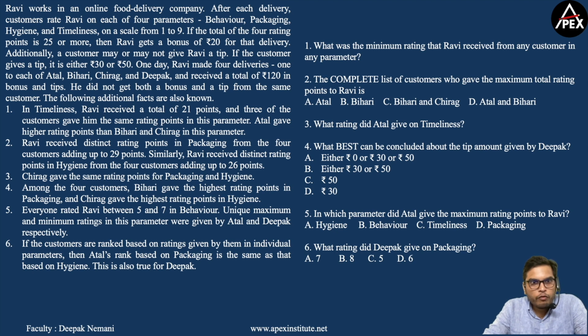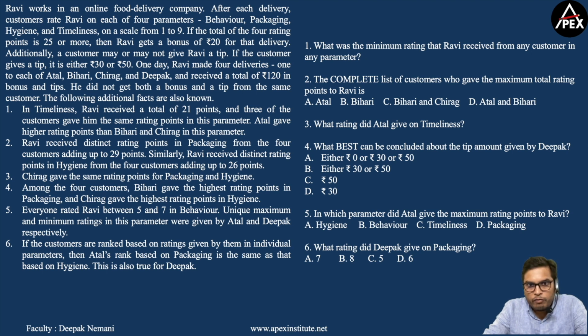Ravi works in an online food delivery company. After each delivery, customers rate Ravi on each of the 4 parameters: behavior, packaging, hygiene and timeliness on a scale from 1 to 9. If the total of the 4 rating points is 25 or more, then Ravi gets a bonus of ₹20 for the delivery. Additionally, a customer may or may not give Ravi a tip. If the customer gives a tip, it is either ₹30 or ₹50.